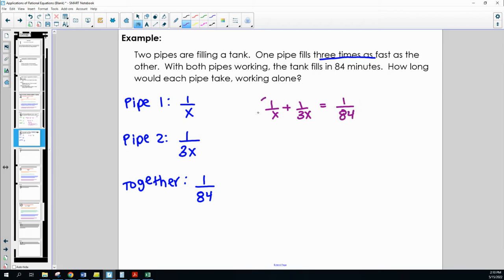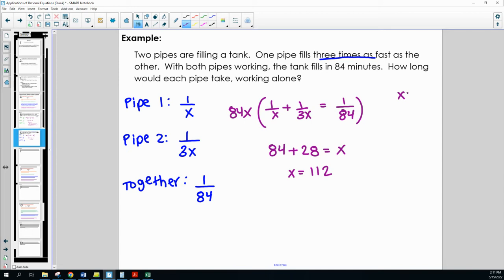So our LCD here would be 84x. So 84x times 1 over x is going to give us 84. 84x times 1 over 3x is going to give us 28. And then 84x times 1 over 84 is going to give us just x. So x is equal to 112.